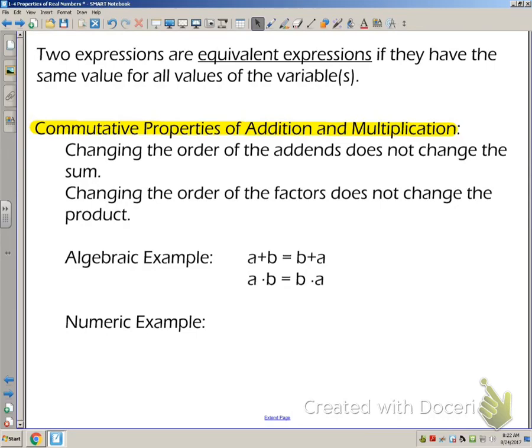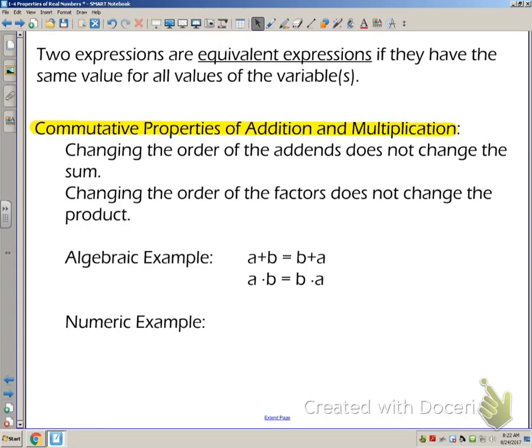So we've got the commutative property of addition and multiplication. It's important to know that changing the order of the addends does not change the sum. We talked about this a little bit in class yesterday. If I say 7 plus 2 or if I say 2 plus 7, I'm still getting 9. Same thing is true of 2 times 5 is 10, 5 times 2 is 10. Changing the order does not change the sum or the product.